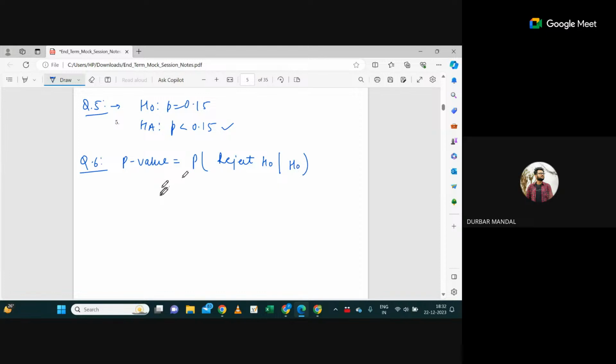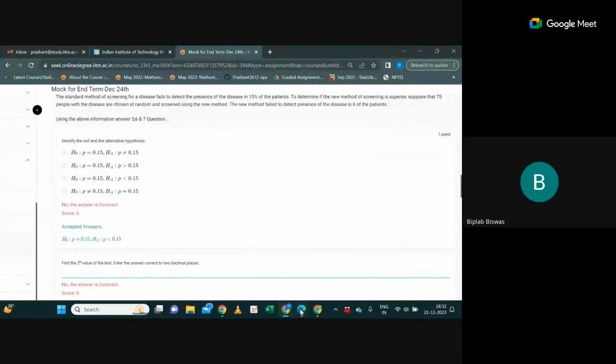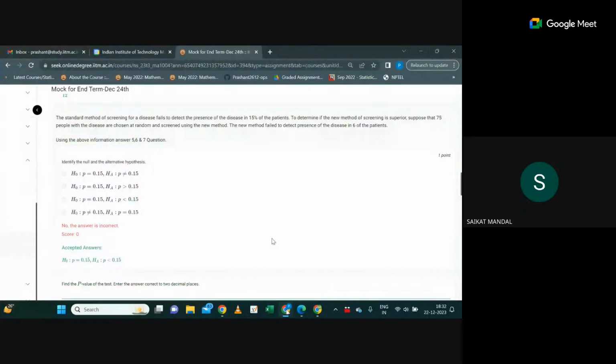X bar, sir? It is a Z test. So X bar minus mu by sigma by root n. What will be your X bar then? That will be 6 by 75, sir.